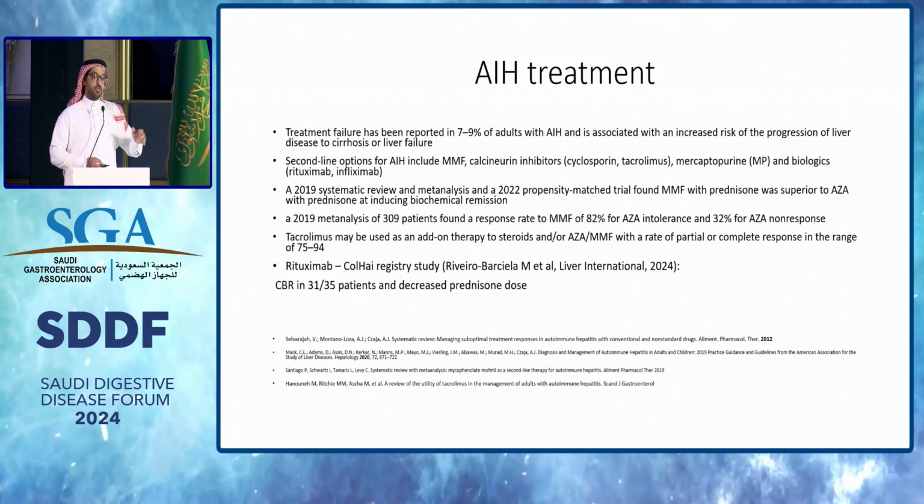In that situation, we do have other options like MMF and CNIs, mainly tacrolimus, as well as a bunch of biologics. We know from a meta-analysis from 2019 that MMF is an excellent second-line option. The biochemical response in patients who were intolerant to azathioprine is in the neighborhood of 80%, while in those who did not respond to azathioprine in the first place it is around 32%, but the net response is around 60%.